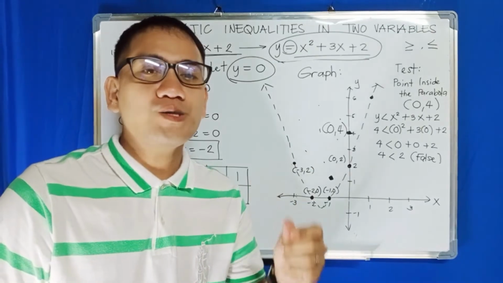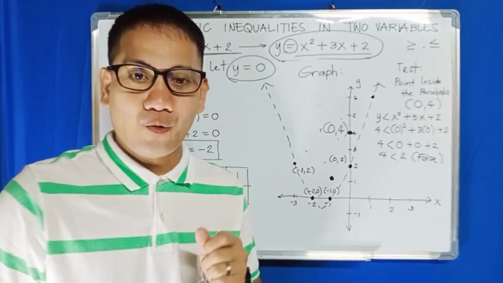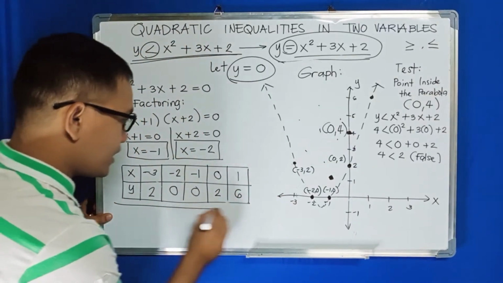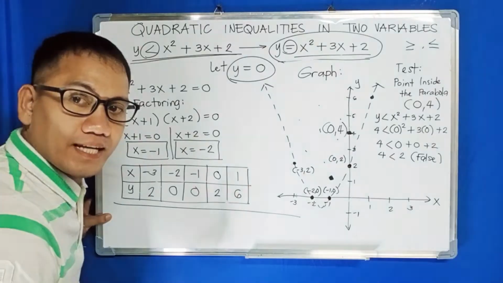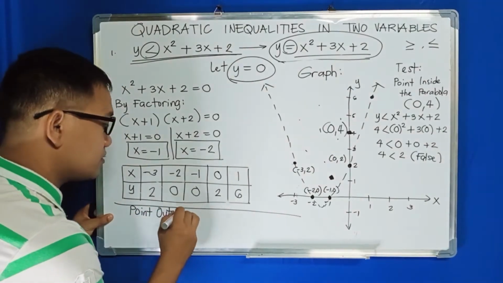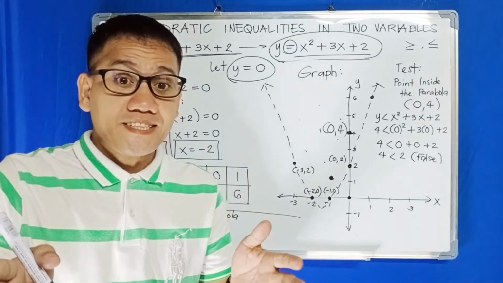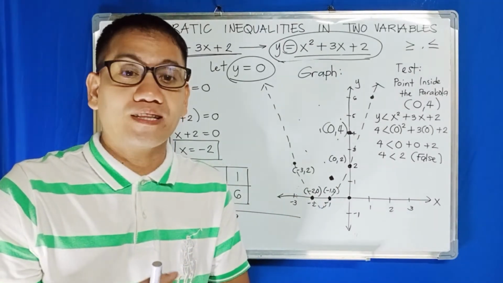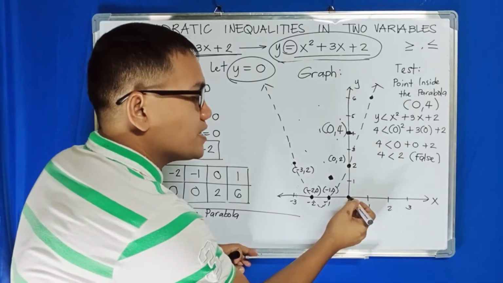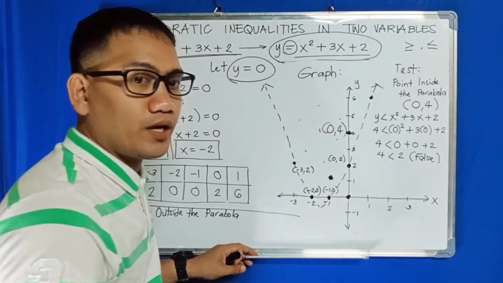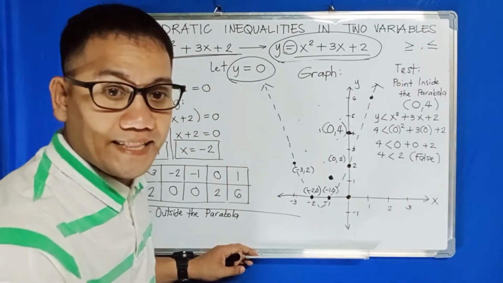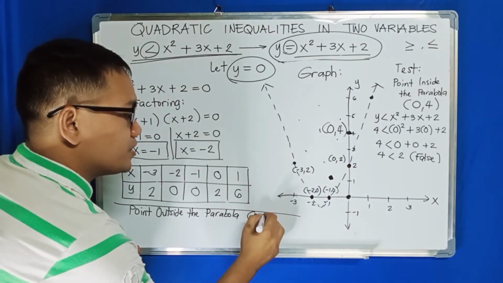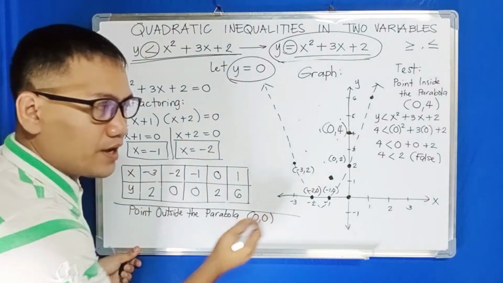So this time, let's also test a point outside our parabola. Allow me to utilize this space in testing a point outside the parabola. I would suggest that if the point of origin is available, you can use it as our testing point. So here, we will utilize (0, 0) as our testing point because it is found outside our parabola. We will use the ordered pair (0, 0), where x is 0 and y is 0.